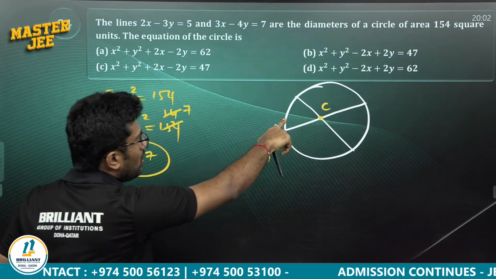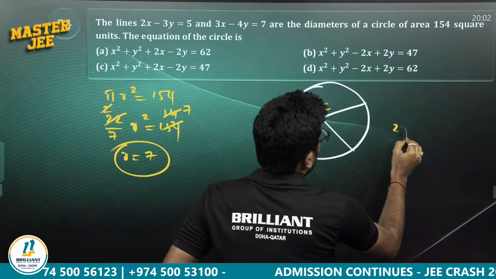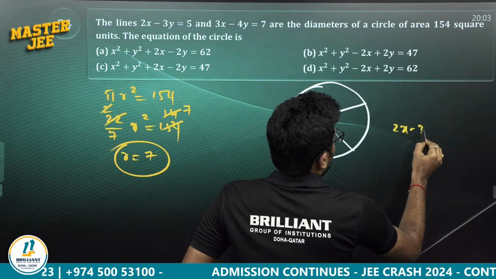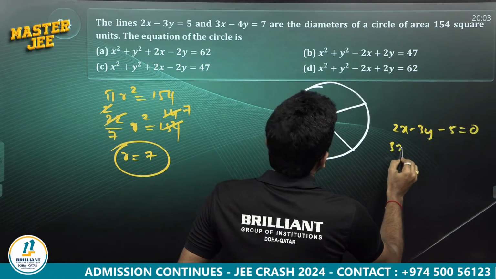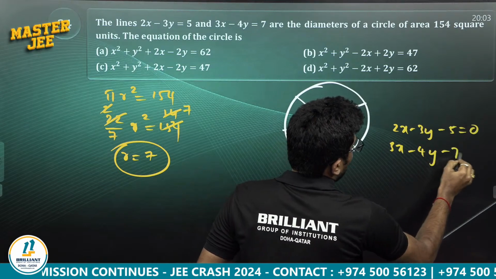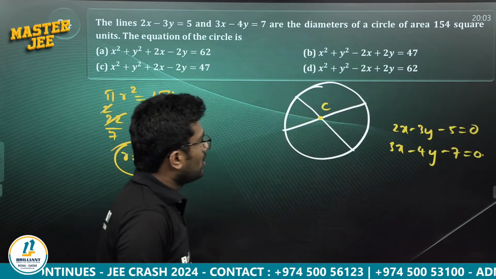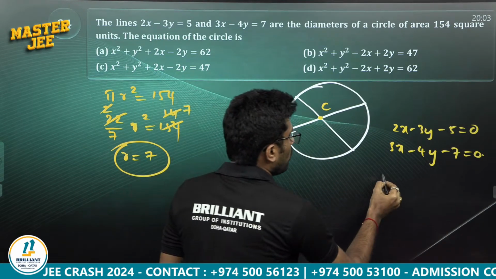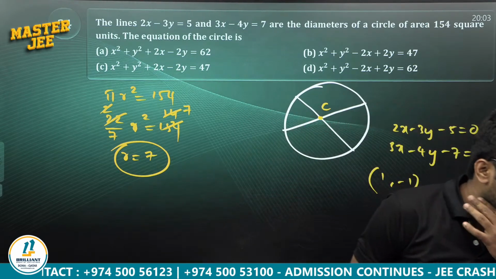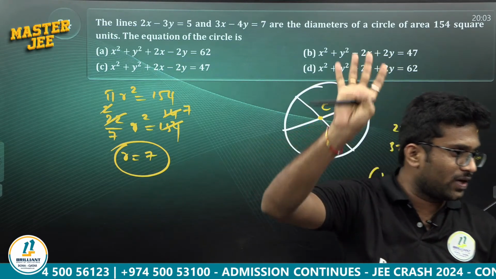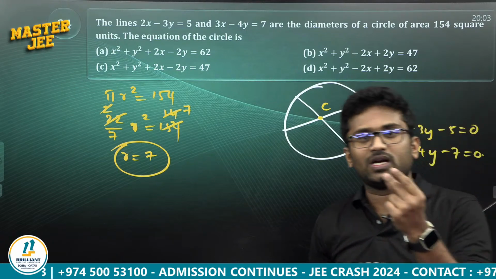R we already got, only the center is left now. So 2x minus 3y minus 5 is equal to 0. Solve these two, 3x minus 4y minus 7 is equal to 0. Can anyone? I guess the center is 1 comma minus 1. Radius is plus 7. Very good, Vaishnavi. Center is 1 comma minus 1.